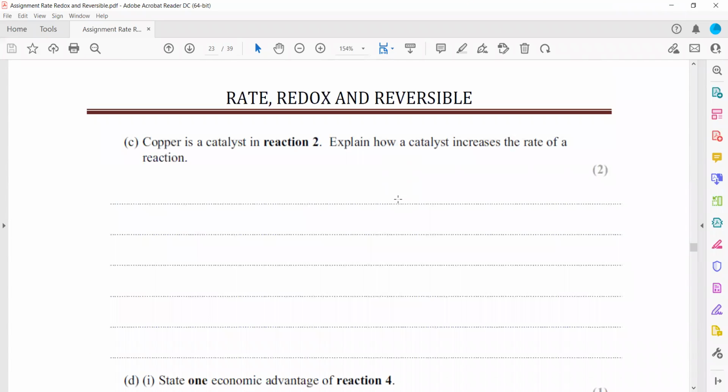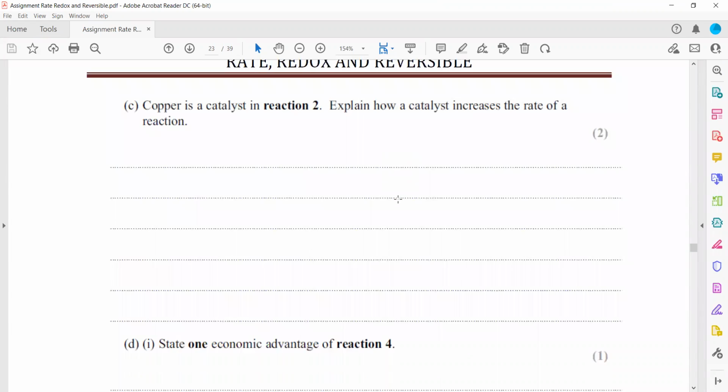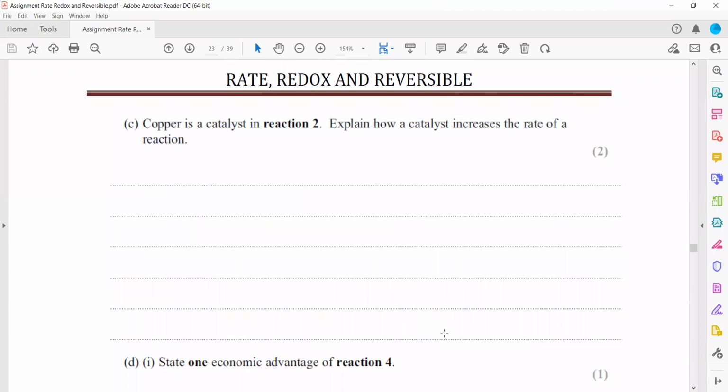Copper is a catalyst in the reaction. Explain how a catalyst increases the rate of reaction. So you have to explain the idea. What will a catalyst do? A catalyst will trap the reactant molecules on the surface, and when they trap the reactant molecules on the surface, they lower the activation energy, or provide an alternative route for the reaction to occur.